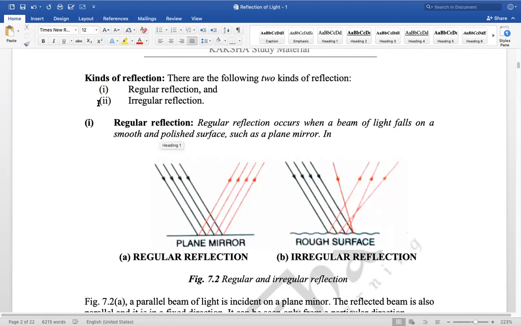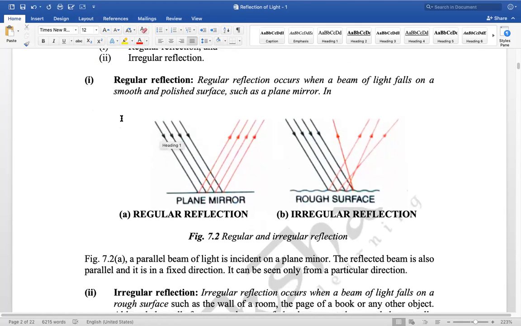रेगुलर रिफ्लेक्शन में regular reflection occurs when a beam of light falls on a smooth and polished surface such as a plane mirror. ठीक है, तो ये आप रेगुलर रिफ्लेक्शन, एक प्लेन मिरर है, तो जो अगर पैरेलल रेज ऑफ लाइट gets reflected from a regular surface, it gets reflected in a parallel beam only. So regular reflection occurs when a beam of light falls on a smooth and polished surface such as plane mirror.